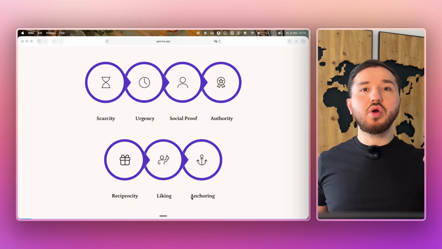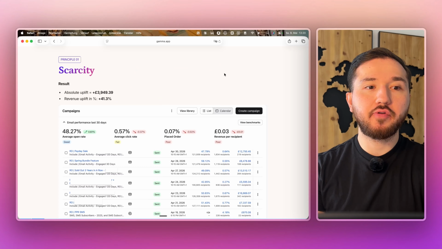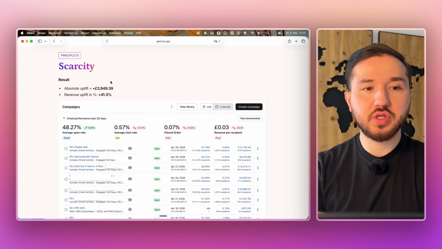And now I'll show you each one of them with the result that we got for clients, an example, and then some explanation so you understand how you can apply it for your own brand. Let's get started with the first principle, which is scarcity. So here I've brought you some of the results we got for our clients.